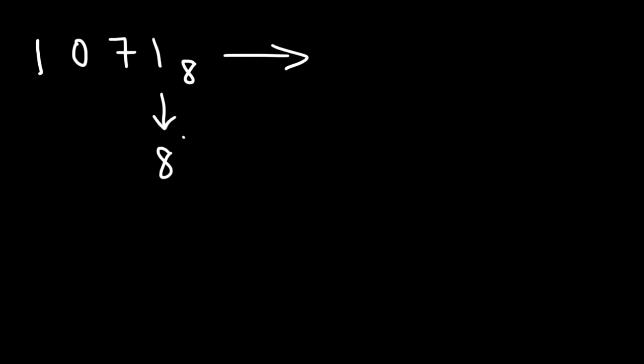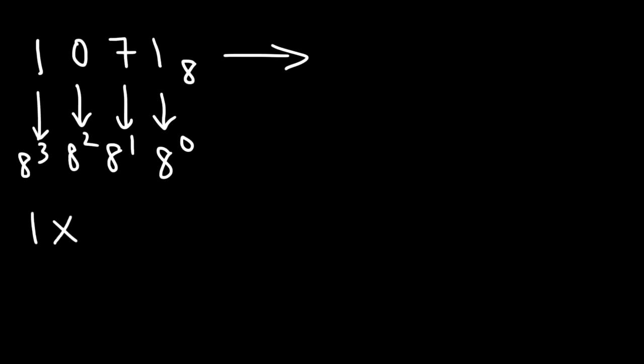Now let's try another example. 1071 in the octal system. Let's convert that to a decimal number. So the first one, the 1, we're going to multiply that by 8 to the 0. And then the 7, we're going to multiply that by 8 to the first power. And the 0 by 8 squared. And the 1 by 8 to the third.